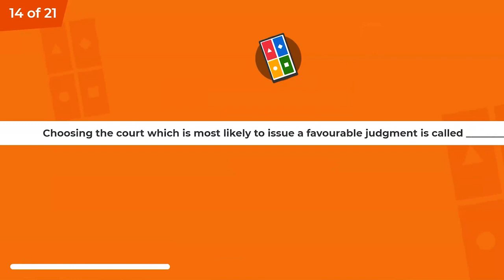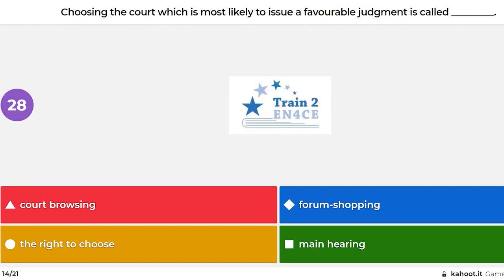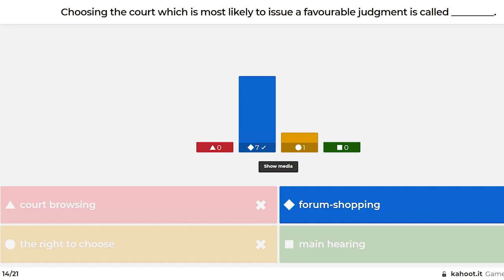Choosing the court which is most likely to issue a favorable judgment is called court browsing, forum shopping, the right to choose, or the main hearing. Yes, forum shopping, of course. Sarah is back.